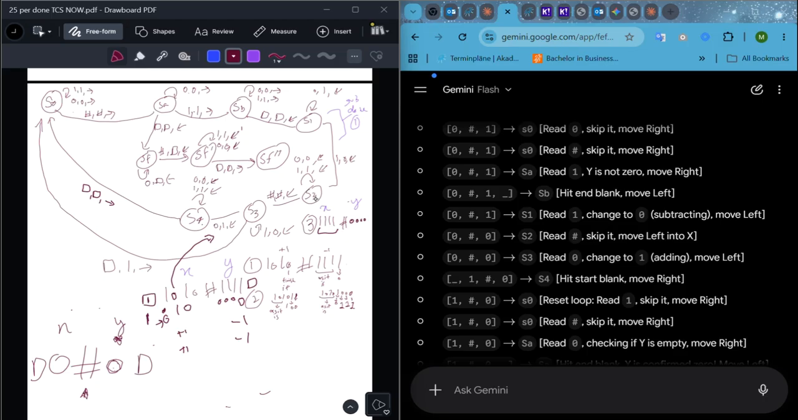In S2, if you read a 0, keep going left. If you read a 1, keep going left. If you read a hash, go one step left and go to S3. S3 reads a 0, change it to 1. See, read a 0, change it to 1 and go left. I read a 0, I made it 1 and I went left.